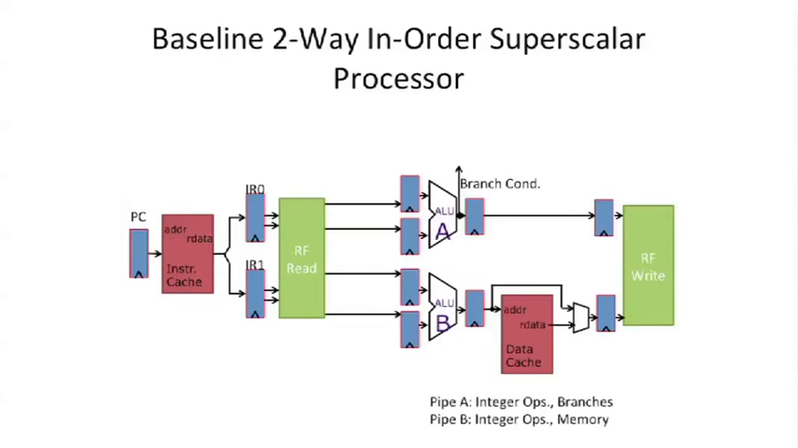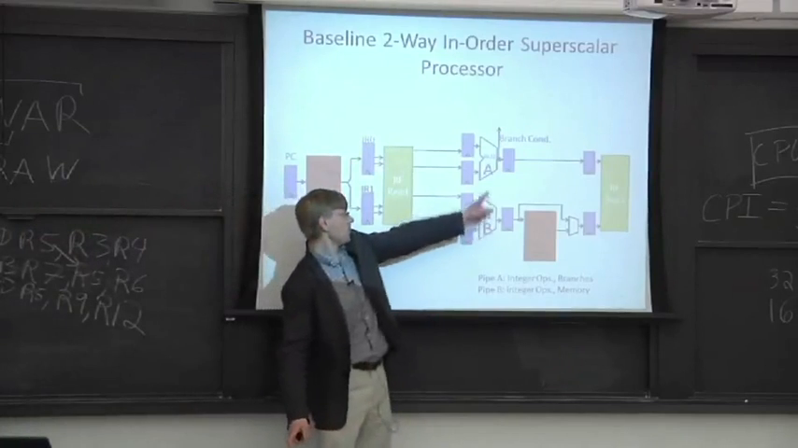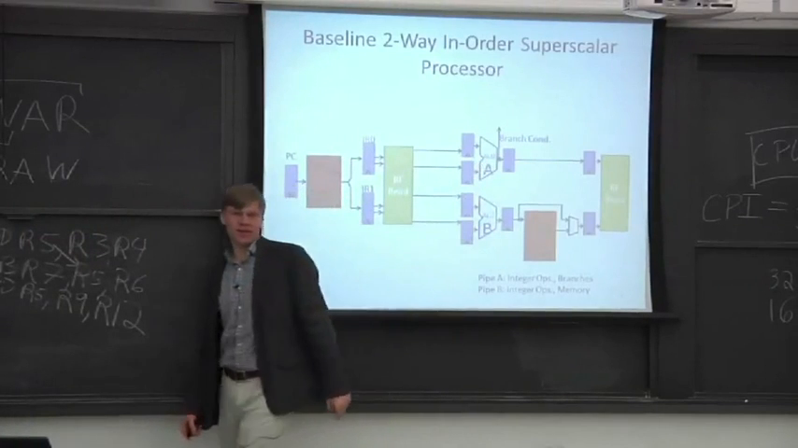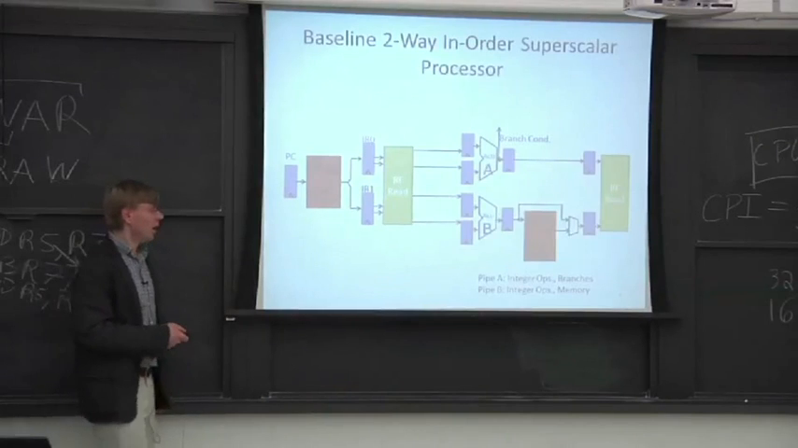Let's look at a baseline 2-wide in-order superscalar. That's a mouthful to say. So, a difference from the pipelines we've seen before: we have 2 ALUs. It's a big difference. We can execute 2 integer ops at the same time in this pipe.